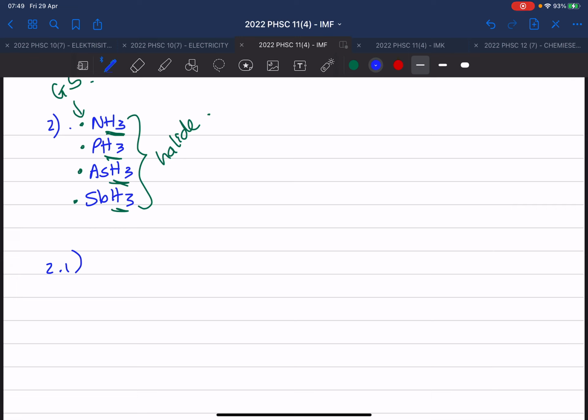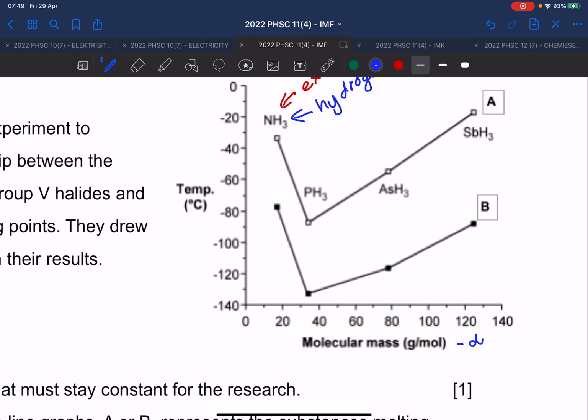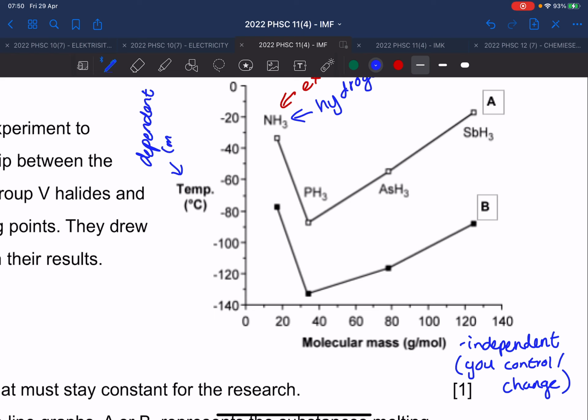Okay? The thing on the x-axis is the independent variable. If you don't know it, you write it down. The independent variable. That is the thing that you control or you change. The thing on the y-axis is the dependent variable. That's the thing that you measure. That's the thing that you want to get. You want to see what is the boiling point? At what temperature does it melt? So that is the thing that you measure. Okay? And then you want to check what do you need to keep constant?